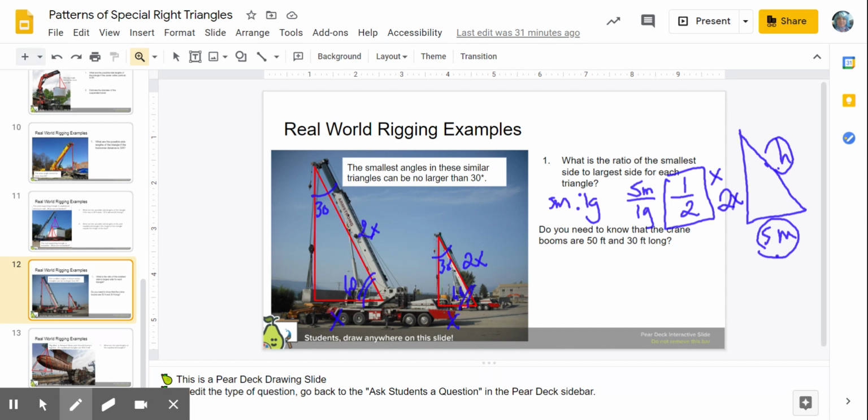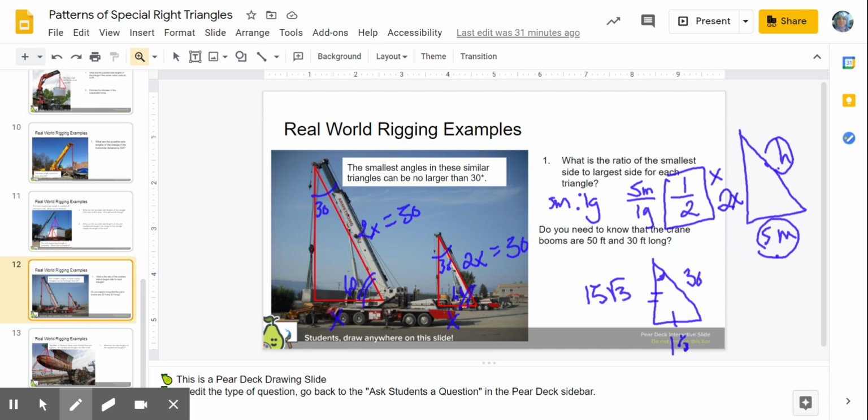So if I do know that the booms are 50 feet and 30 feet, so if this is 50 feet and this is 30 feet, what are all the other side lengths? So if I know this is 30, what's the small side? 15. And what's the medium side? What do I have to put in the calculator? Multiplied by the square root of 3 in this case. 15 multiplied by the square root of 3. Yes. And that's the hardest distinction to figure out.